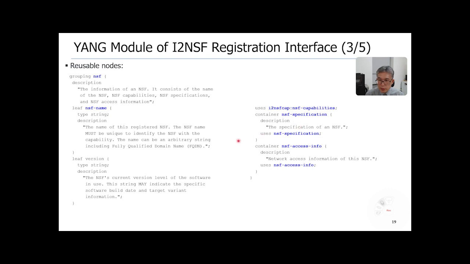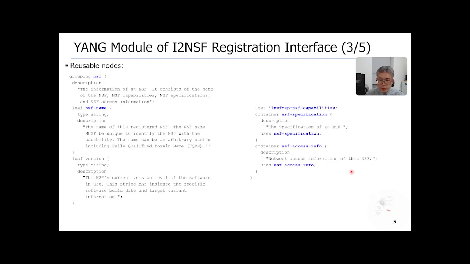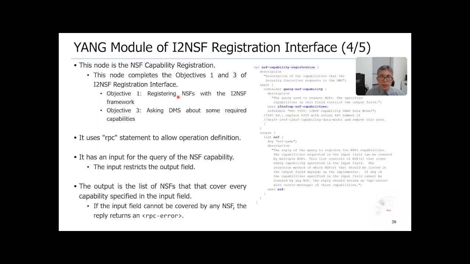So we reuse this container, and it contains NSF access information. The previous grouping is used, okay? And then this node, NSF capability restoration, uses RPC, with input and output specified. This node is used to complete objectives 1 and 3.